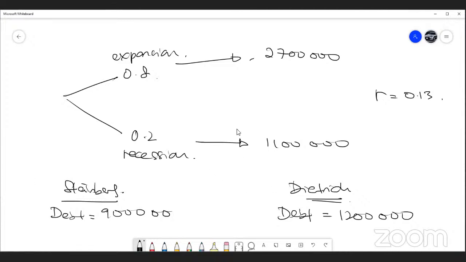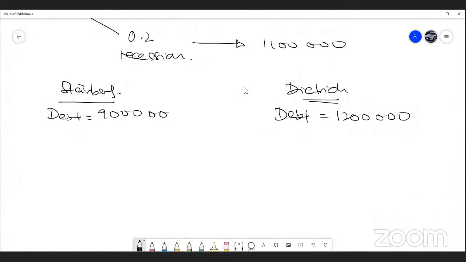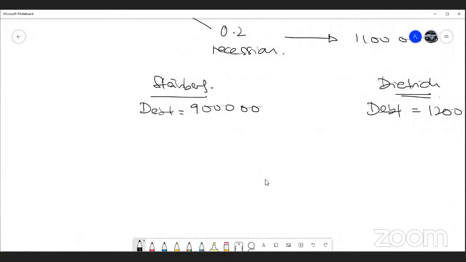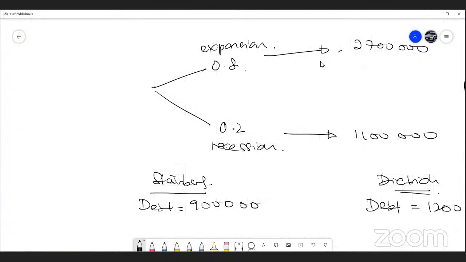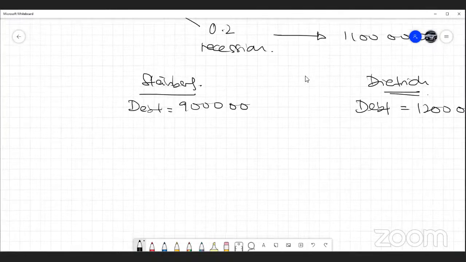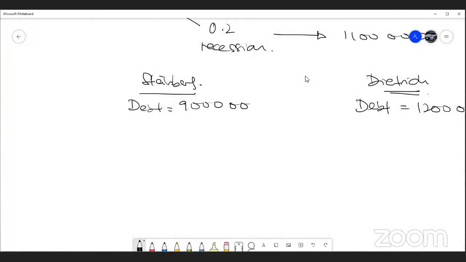A. What is the value today of Steinberg's debt and equity? What about for Dietrich? Let's answer A first. They want you to find the value of the debt and equity, given the probability of it happening 1 year later. You don't know, there's an 80% chance of expansion and 20% chance of recession. So you need to calculate the firm's equity and debt. Under Steinberg, we look at its equity first.